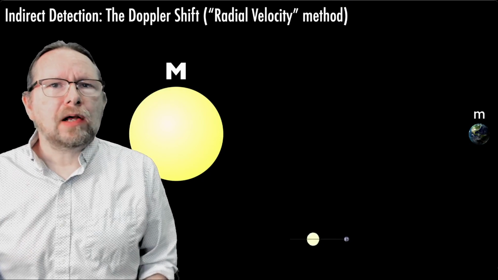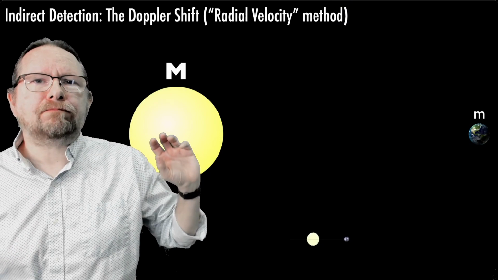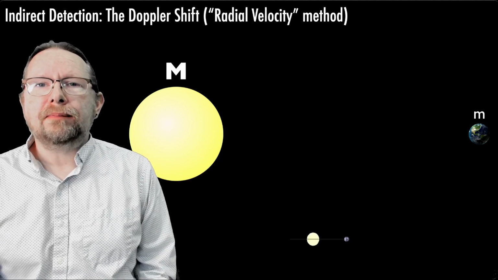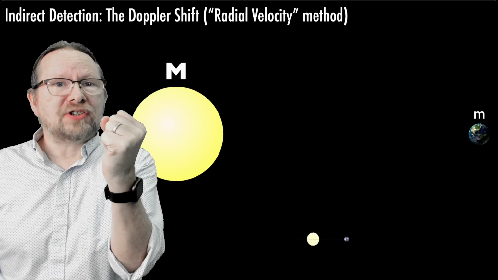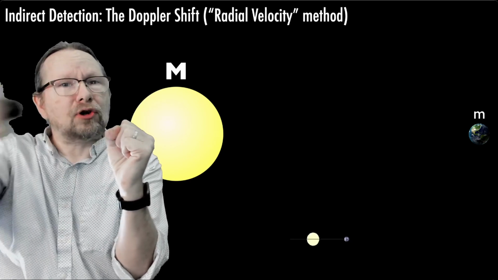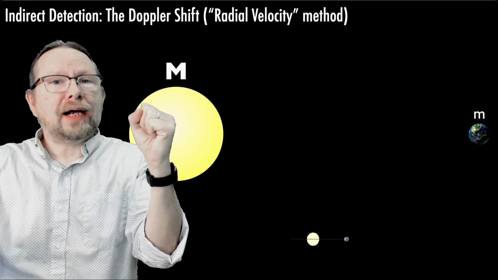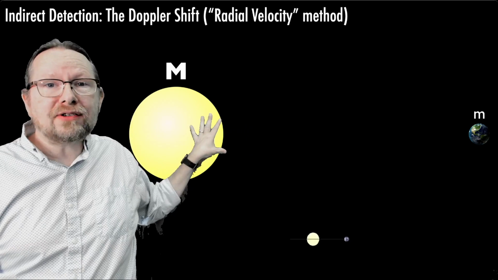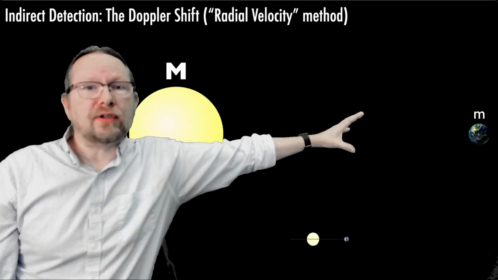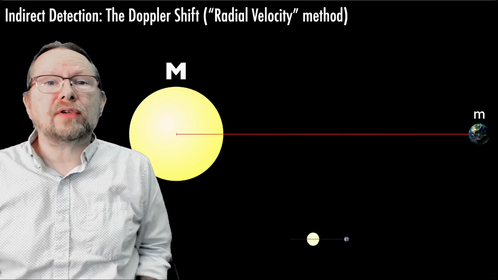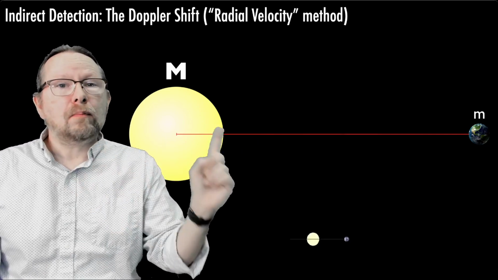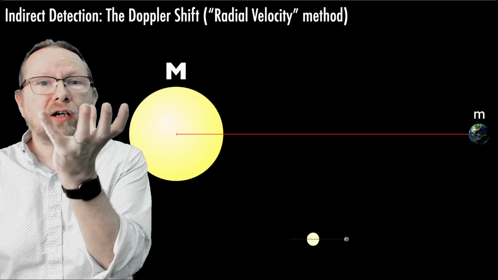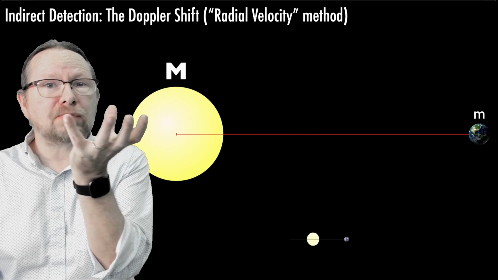A better method is to look at the influence that a planet has on its parent star. We think of the sun as sitting still and the planets all going around the sun in a circle, but that's not exactly true. Any two objects in the universe exert a gravitational force on one another. Yes, the sun exerts a gravitational force on, say, the Earth, but the Earth also exerts a gravitational force on the sun. And as a planet moves around a star, that star doesn't just sit perfectly still. The star actually moves around in a small circle.